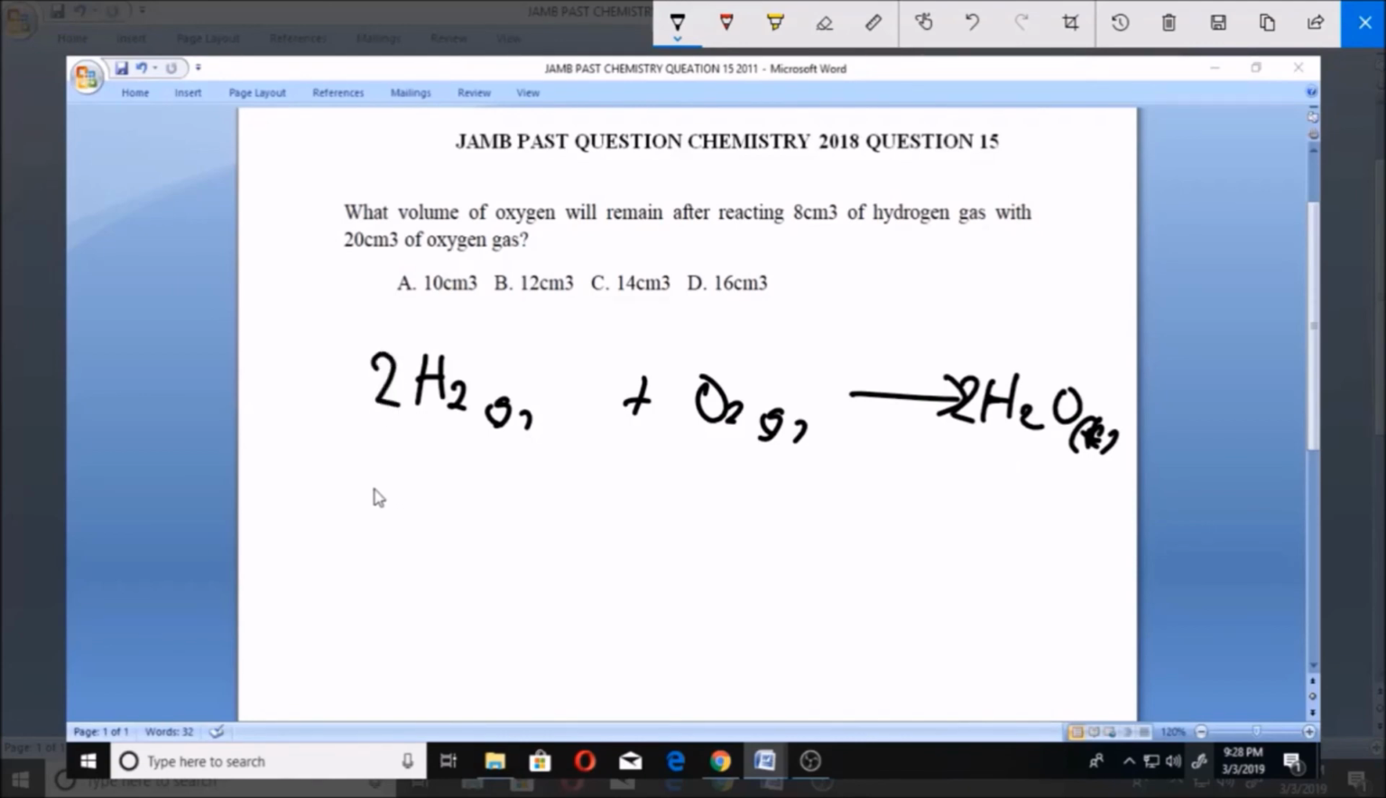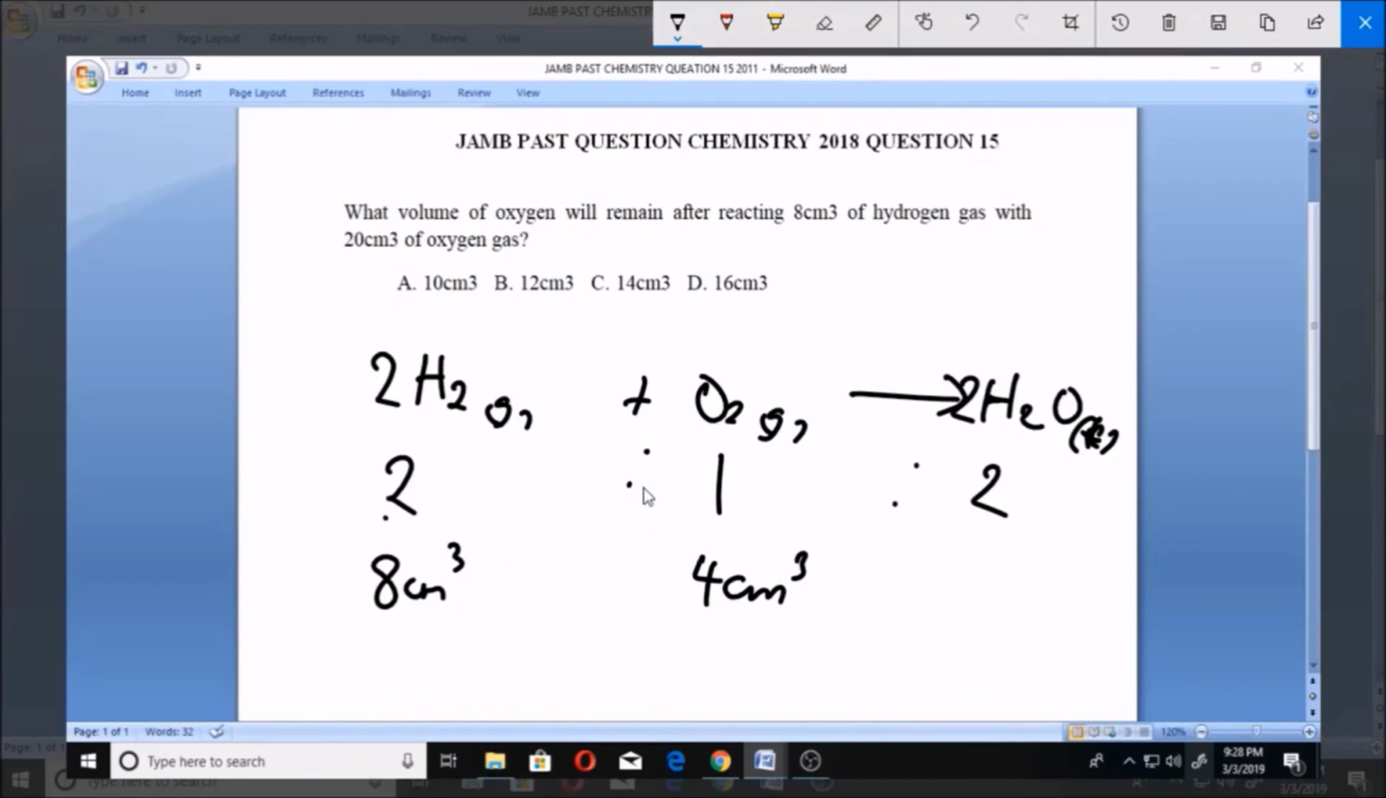So you can see the ratio here, 2 is to 1. Then on this other side we also have 2. So now anytime you're having 2 of hydrogen, you're having 1 of oxygen. Therefore, if you have 8 cm cubed of hydrogen, you're supposed to actually have 4 of oxygen, because oxygen is always half of hydrogen. So when it was 2, this is 1. So when it's 8, this should be 4.